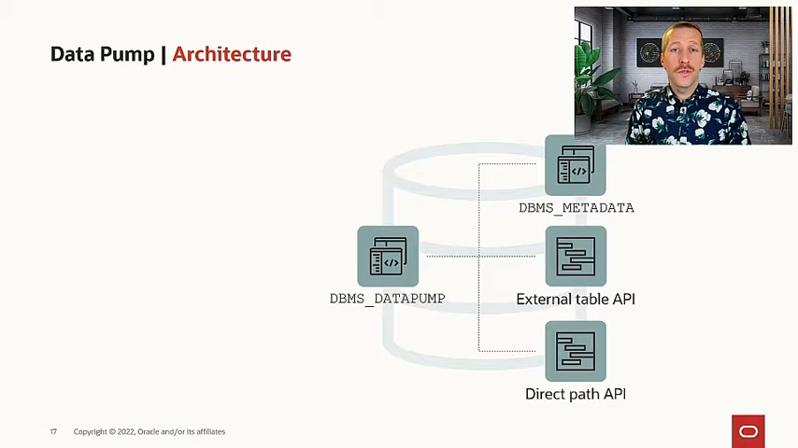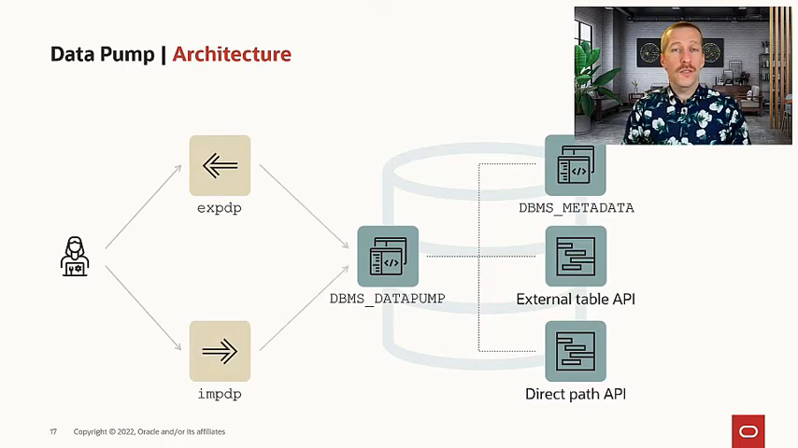Also, Data Pump uses the external table API and the direct path API. These are not public APIs that you can use yourself in the database, but there is other functionality in the database that uses those APIs as well. Those two APIs are used to very fast and efficiently unload and load data to and from the database.